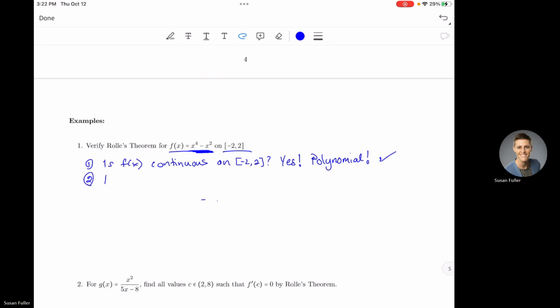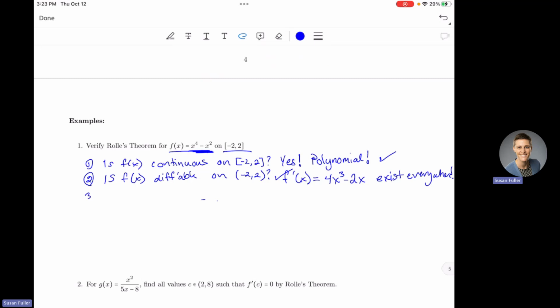Number 2, is f of x differentiable on my open interval from -2 to 2? Well, we got to make sure that our derivative exists. So f prime of x is equal to 4x to the third minus 2x. This exists everywhere. I don't have any place where my derivative fails to exist. This is differentiable everywhere. So it's also differentiable from -2 to 2. So I check that box as well.